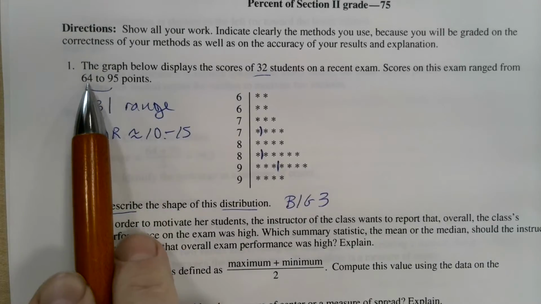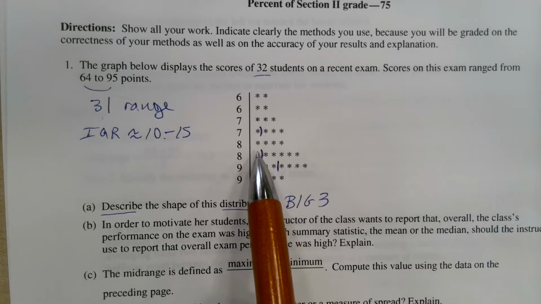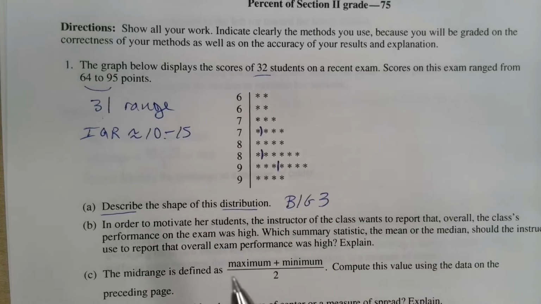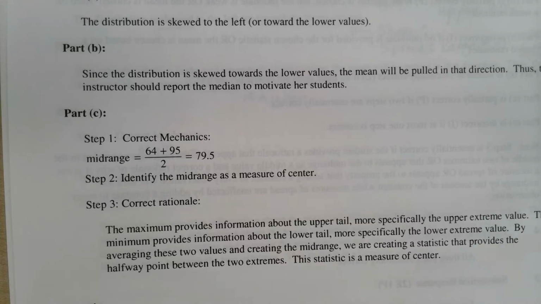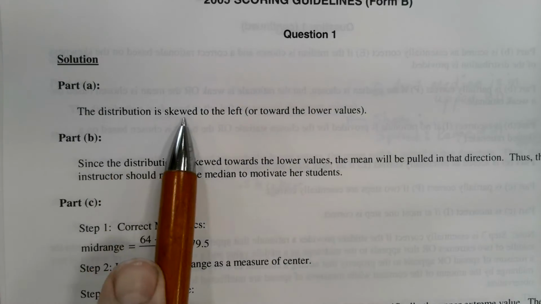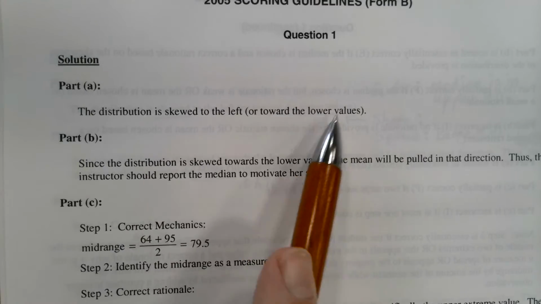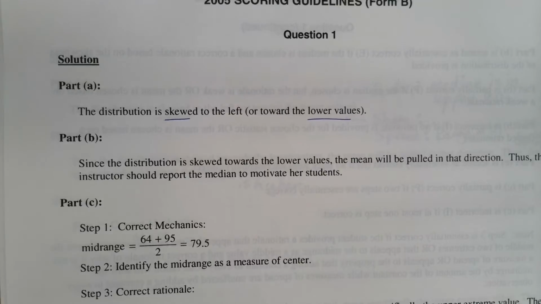But the range, because you know the minimum and the maximum. So that would cover the big three. We did the center, we did the shape, and we did the spread. Now, before we go to the other questions, let's take a quick peek at the scoring guide. You'll see that all they require for this problem was that the distribution is skewed to the lower values.